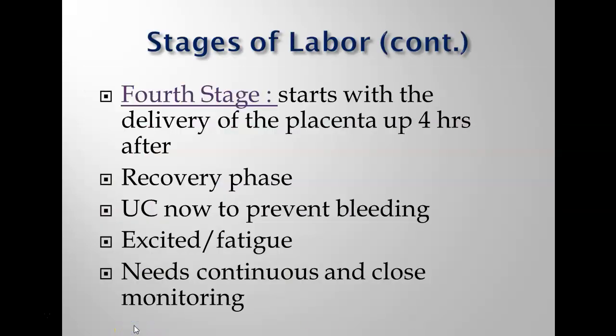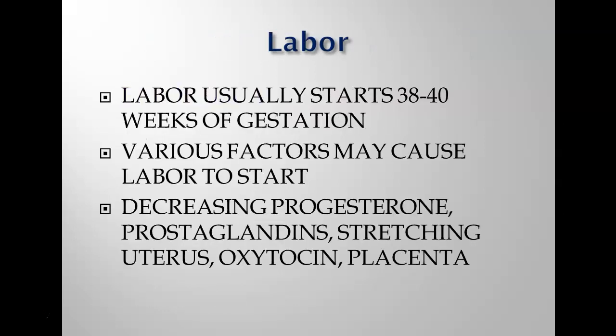The fourth stage of labor starts with the delivery of the placenta and lasts for up to 4 hours afterwards. This is the recovery phase of delivery. Her uterine contractions are no longer contractions, but more of cramping, and this is what's helping to prevent the bleeding. It happens right away after the placenta is delivered. She's both excited and fatigued, and will need close, continuous monitoring to make sure that she's not having any issues with postpartum hemorrhage, and we're keeping a close eye on her vital signs.